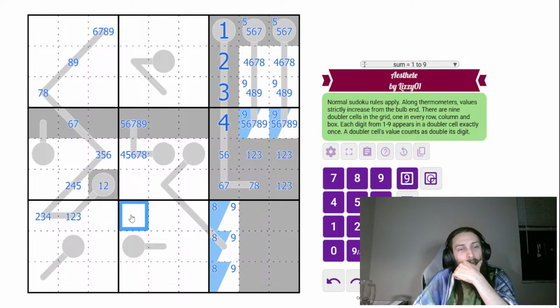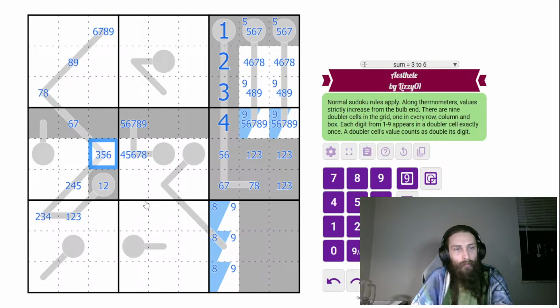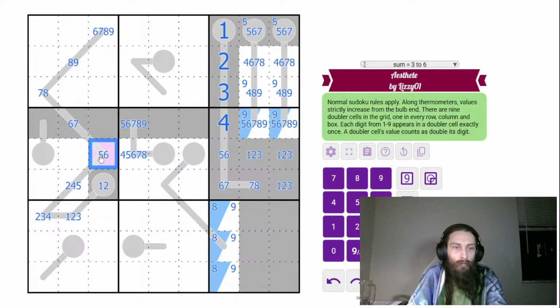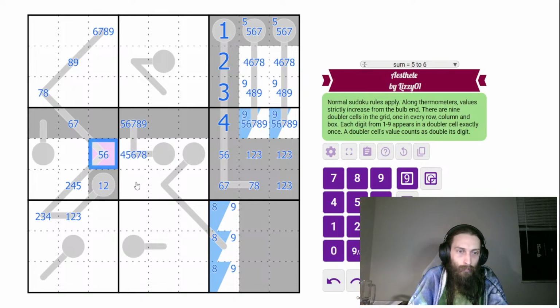Okay. Then what? In column 3, the 3, 5, 6 that's in box 4 cannot be a 3 because then that would become 6, because it would have to be doubled. 6, 7, 8, 9, and then you'd have to double the tip. And you can't double 2 in the same column. Okay. So that is 5 or 6. And that's a 5, 6 pair in the row.